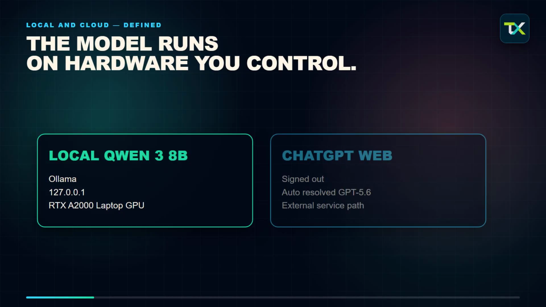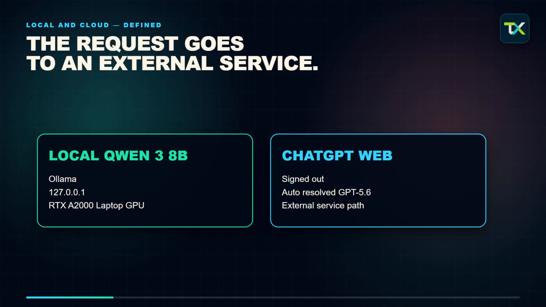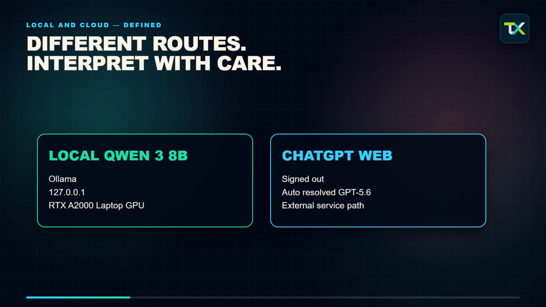Local artificial intelligence means the model runs on hardware you control. In this test, Qwen 3 8B ran through Ollama on the laptop and requests used the local address 127.0.0.1. Cloud artificial intelligence means the request is processed by an external service. For this test, the same synthetic memo was submitted through signed out ChatGPT web, where the auto selector resolved to GPT 5.6. These are different delivery paths, so the comparison must be interpreted carefully.